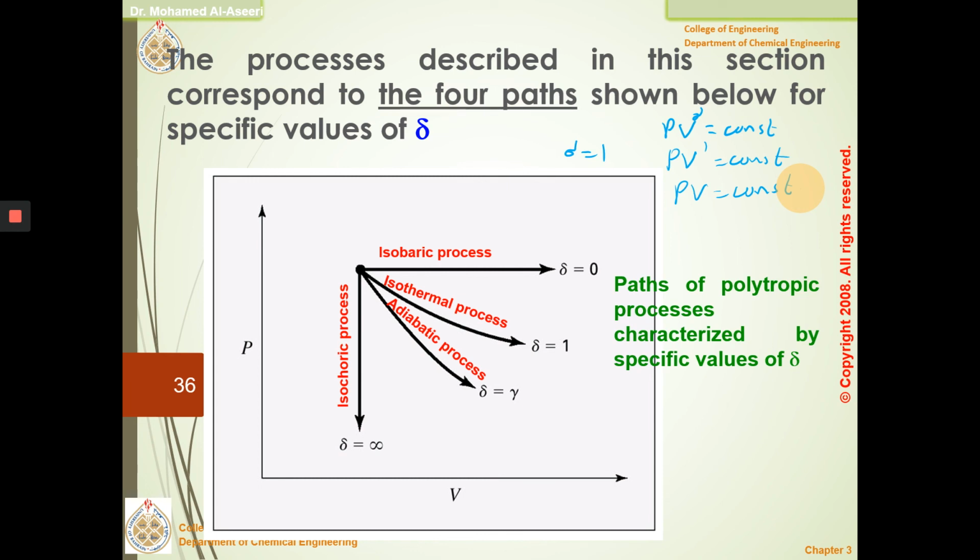Meaning T is constant. Means I have what? I have an isothermal process in this case. So when my delta is equal to 1, then it is an isothermal process. And the isothermal process is represented by this curve. Okay, can I show you a proof? A very interesting proof. If you remember the PV diagram we explained at the beginning of this chapter, the pressure-volume relationship, it was like this.